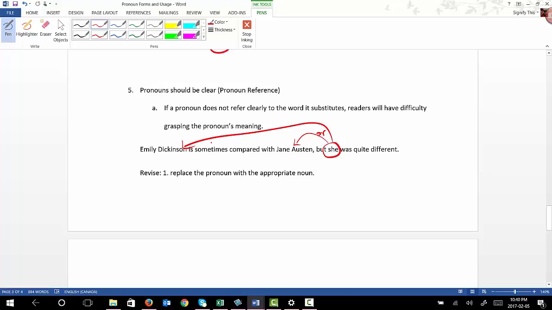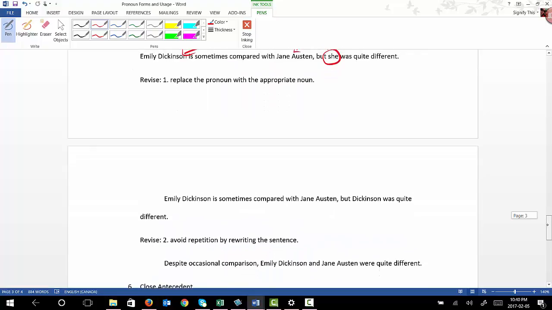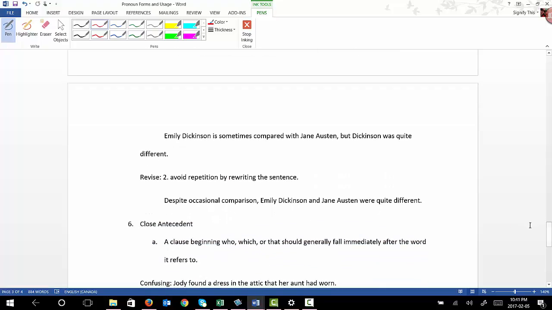Okay, so in this case, you replace the pronoun with the appropriate noun. You can say, "Emily Dickinson is sometimes compared with Jane Austen, but Dickinson was quite different." Or, to avoid repetition, you can just totally rewrite the sentence: "Despite occasional comparison, Emily Dickinson and Jane Austen were quite different." And in this case, you don't even need a pronoun.